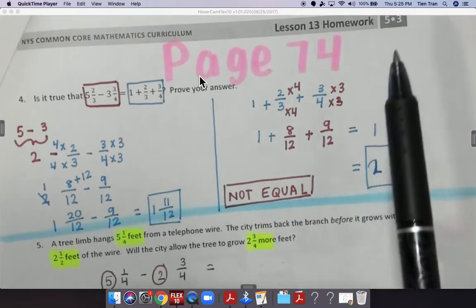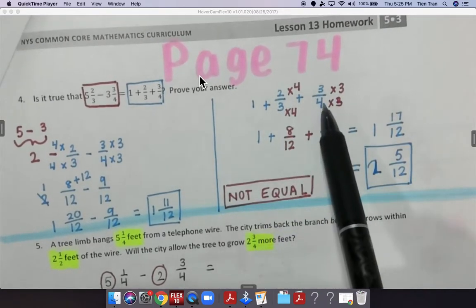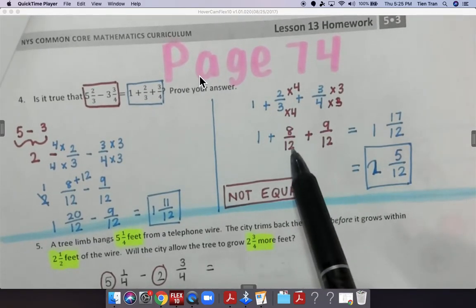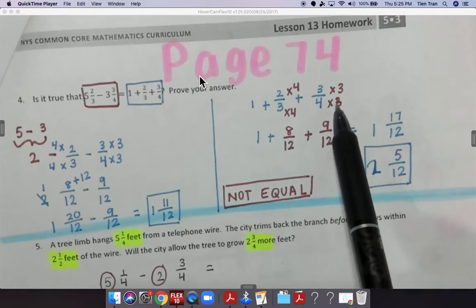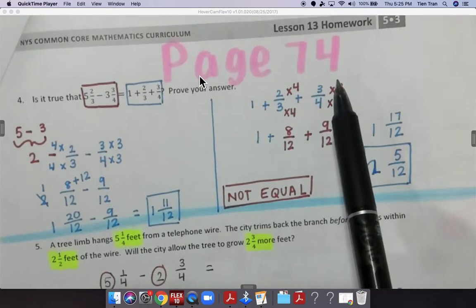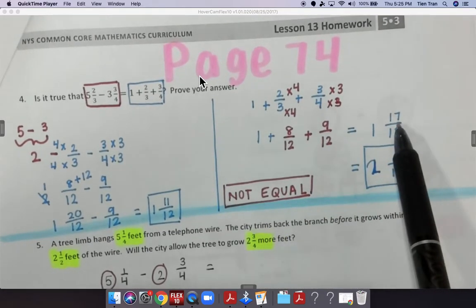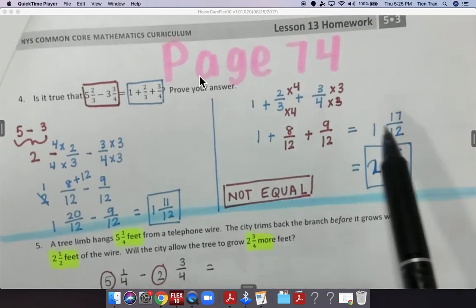Now on this side, I have 1 plus 2/3 plus 3/4. Again, for 3 and 4, the common denominator is 12. So I multiply 3 times 4, which is equal to 12, 2 times 4, which is equal to 8, and on this side, 4 times 3, which is equal to 12, and 3 times 3, which is equal to 9. Now, 8 plus 9 is equal to 17, and my denominator is 12, right? And I have my whole number 1.